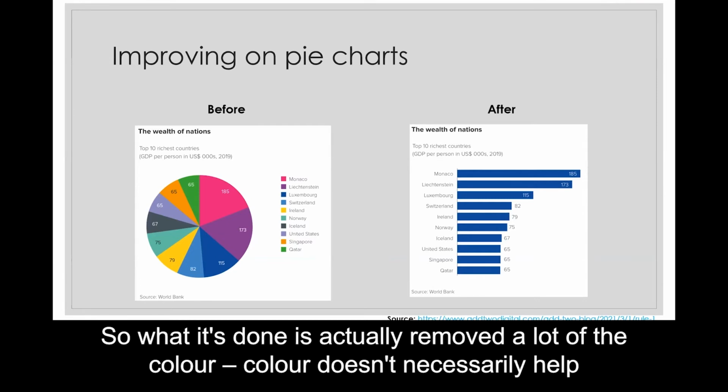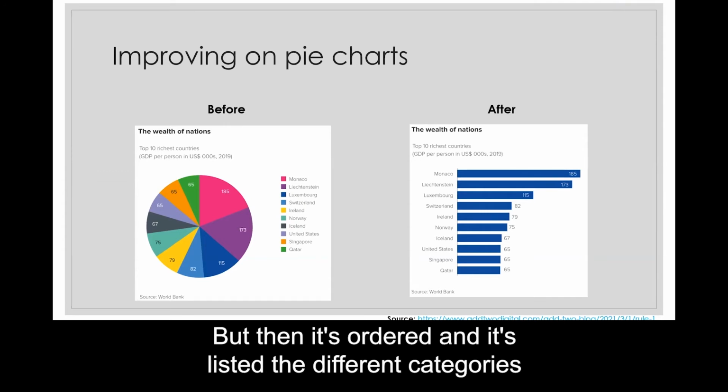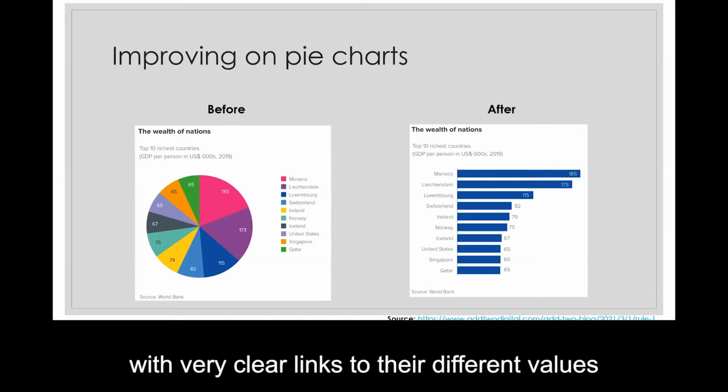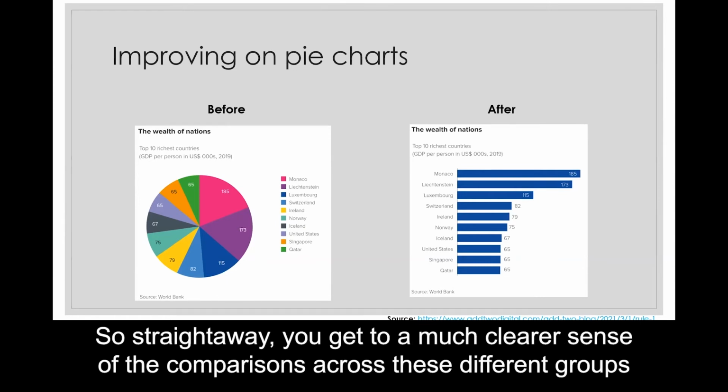What it's done is it's actually removed a lot of the color. Color doesn't necessarily help. It can actually get confusing if there's too much of it. So it's removed that. But then it's ordered and listed the different categories with very clear links to their different values. And the values are represented clearly by the length of the chart. So straight away, you get a much clearer sense of the comparisons across these different groups.